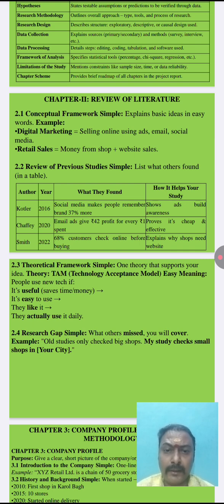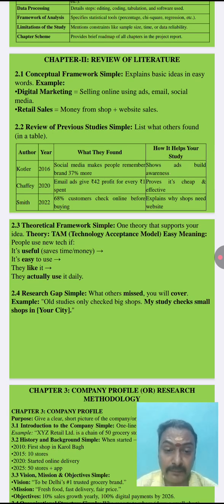Theoretical framework, simple. One theory is used to support the idea. The theory is TAM, called the Technology Acceptance Model. Its easy meaning is people using it, finding it useful and easy, liking it, and actually using it; those are also examples. Research gap. The research gap is to be highlighted. If you collect and prepare the review of literature, finally you understand and realize the problem. Whatever gap is missing, which you can add in your idea, is called a research gap.